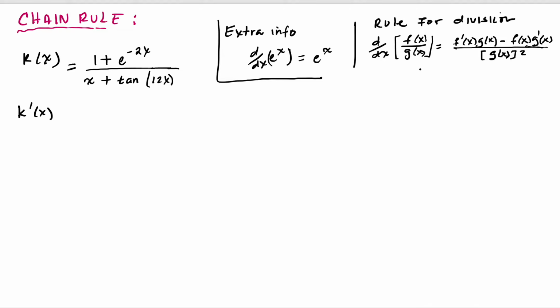So let's go ahead and find all our ingredients, hence f prime of x and g prime of x. Just like I do in class, I'm going to call this function on top f of x, and this function in the bottom, I'm going to call it g of x.